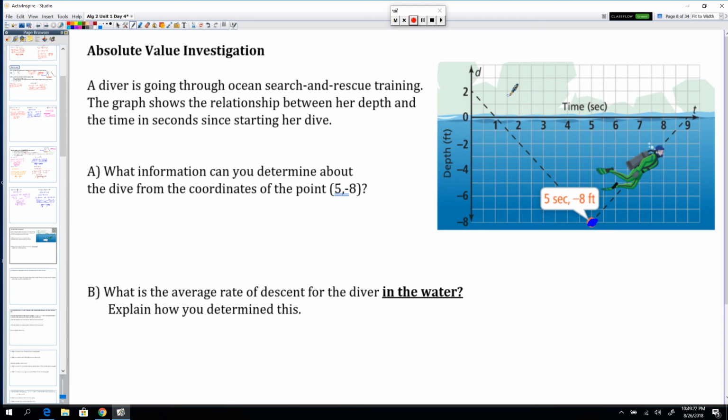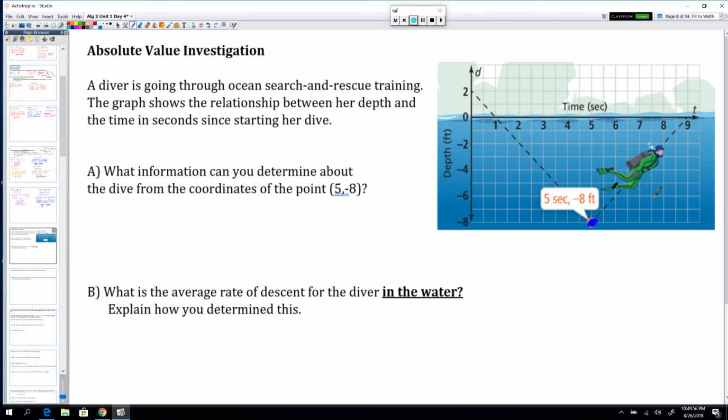The bottom of this V shape, the bottom of this absolute value graph. Well, you should say that is talking about the fact that the diver has reached the lowest point, which is 8 feet below water, or 8 feet deep below the surface, 5 seconds after they started diving. Okay, so that's how we should interpret this. This graphical representation of reality is telling us that it took 5 seconds to reach its bottom depth of 8 feet deep.